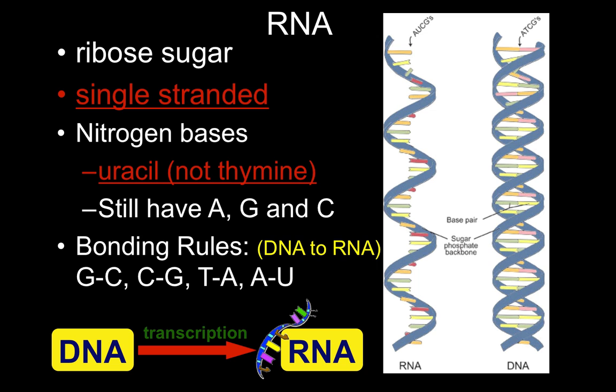The bonding rules, again, going from DNA to RNA: if it's G in the DNA, it'll be C in the RNA. If it's C in the DNA, it matches up with a G in RNA. If we see a T on the DNA side, we'll see an A on the RNA side. And if we see an A on the DNA side, it'll bond to a U on the RNA side.